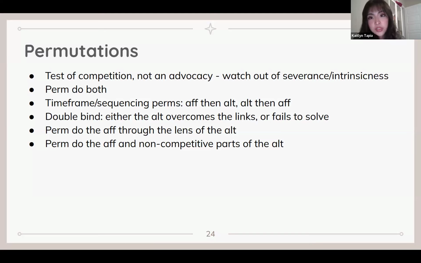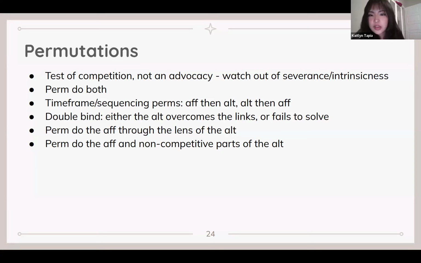Next is perm the AF through the lens of the alt, or through the mindset of the alternative, as some people say. And this says that, for example, if the alt says we need to deconstruct settler colonialist epistemologies or settler colonial subjectivities, the AF can say we should join UNCLOS while keeping that in mind, right? We should use that ideology and mindset while still materially enacting what the plan says that we should do. And finally, there's perm the AF and the non-competitive parts of the alt. And again, this is an example of severance pretty clearly because it severs out of, well, I mean, the non-competitive parts of the alt.